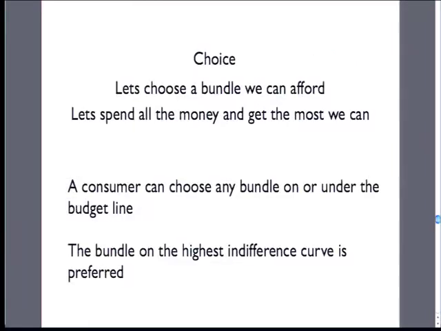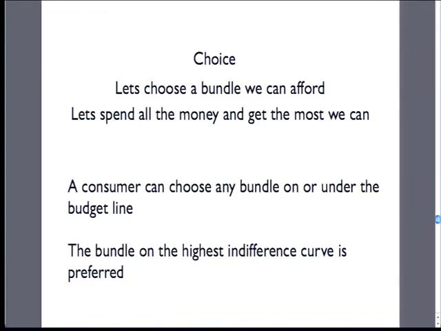So the choice question is, let's choose a bundle that we can afford. Let's spend all the money that we have and get the most that we can. I want to spend $500 on a TV. I have to think about how many square inches and how many pixels and how many different attributes. I want to buy a laptop. I want to buy the most RAM and the most hard drive and a whole bunch of different attributes that are bundled into a good that we're choosing.